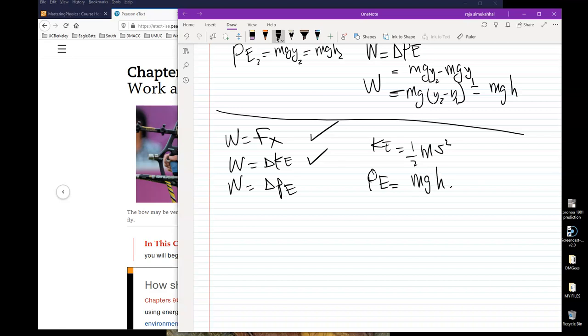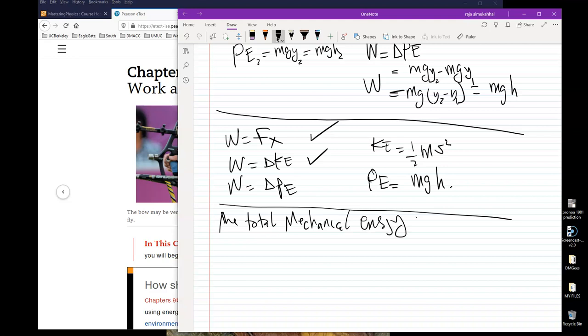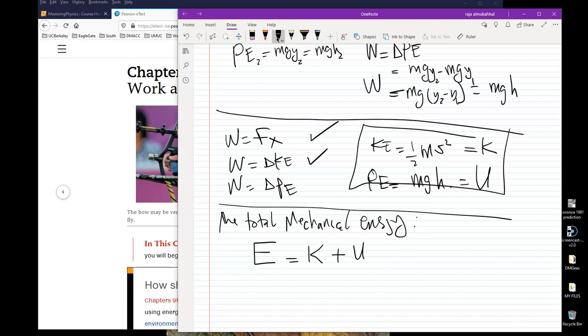Now, before I go any further, we define something called the total mechanical energy. The total mechanical energy, big E, is equal to the sum of the kinetic energy plus the potential energy. Look at the notation. I don't like to call it KE and PE. The potential is big U, and kinetic is K, just to simplify the notation. So the total energy is K plus U.